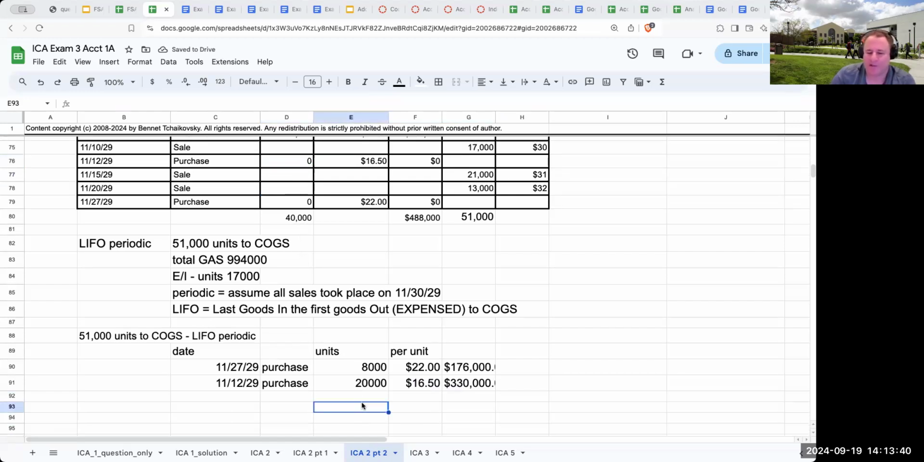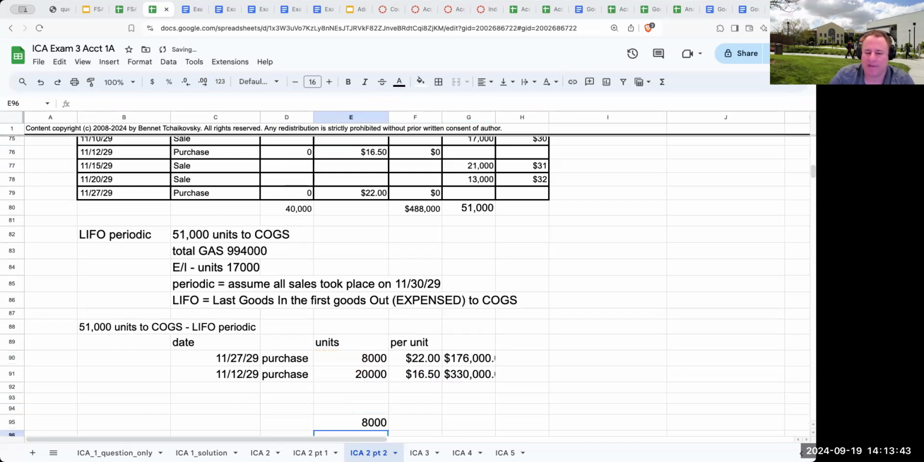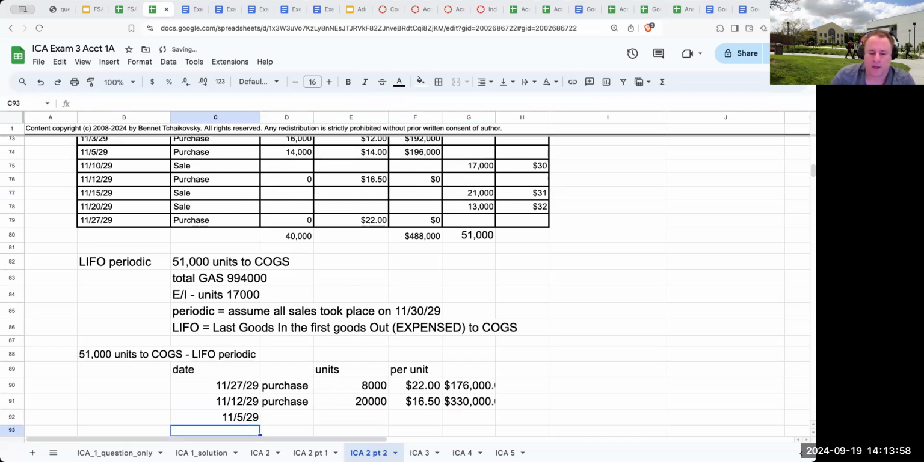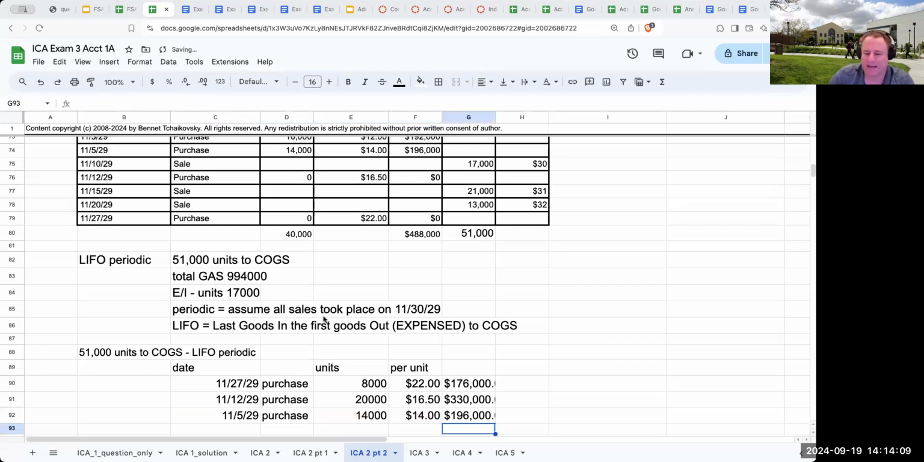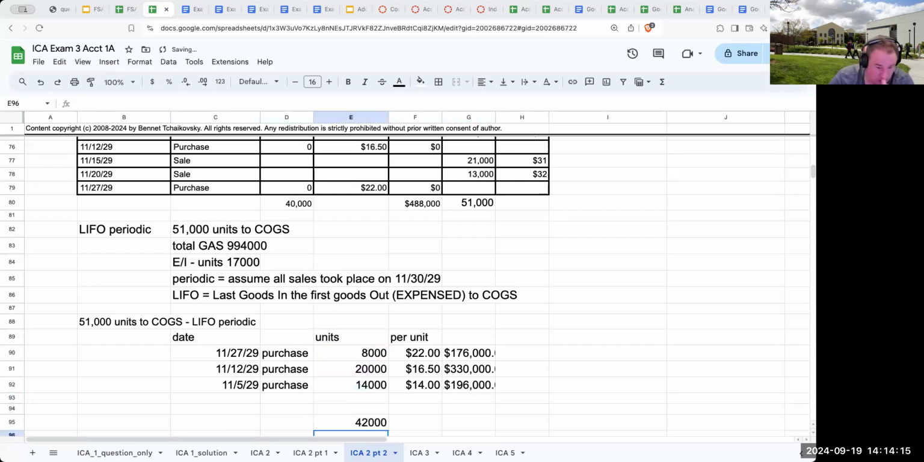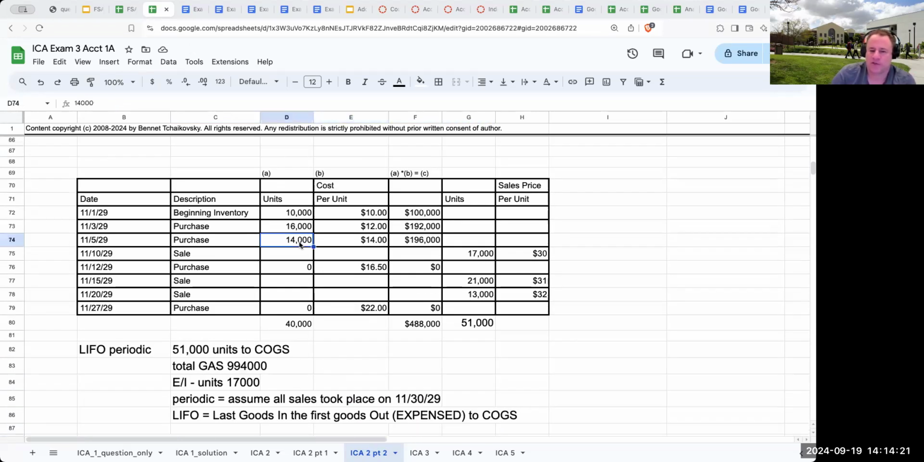Am I done yet? No, the answer is I only have 28,000 units so far that have been expensed to cost of goods sold. I need to get to 51. So right over here, I'm going to go to my next previous purchase on 11/5/29. Okay, I've got a purchase here of 14,000, right? Coming over here, 14,000 at $14 for a total over here of 196. Now, as I look at this, I've got a total of 42,000. I need 51,000. So I just took this 14.